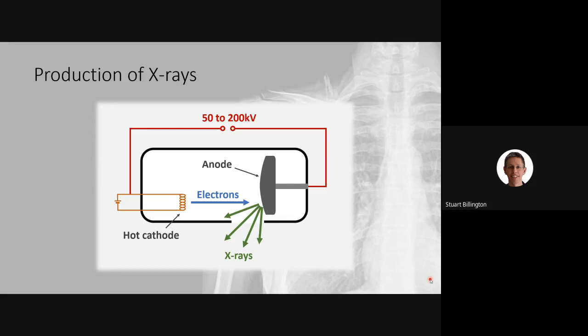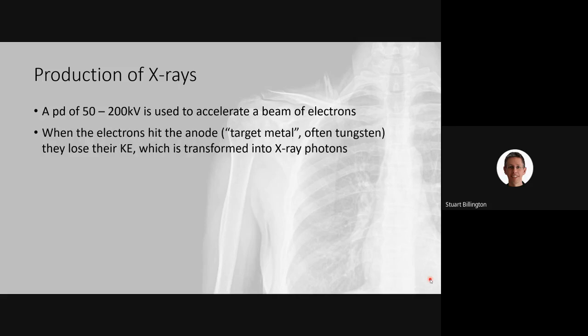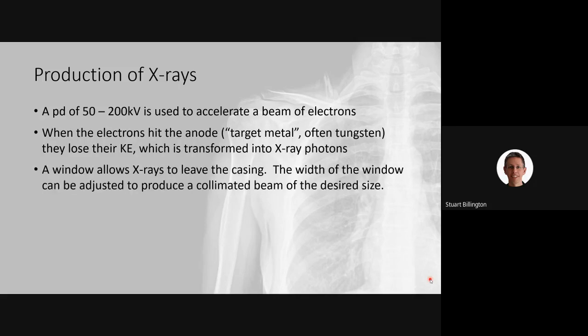Okay, let's add a little bit more detail. Okay, so 50 to 200,000 volts. I've said that. The window that is on the bottom is of variable size. If you are imaging somebody's chest, you're going to need a large amount of X-rays. But if you're imaging someone's little finger, you're going to need a very small amount of X-rays.